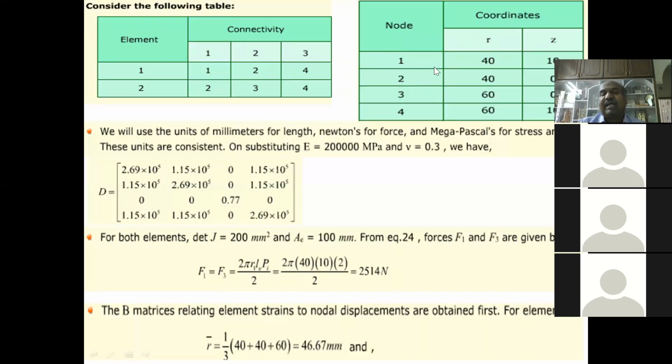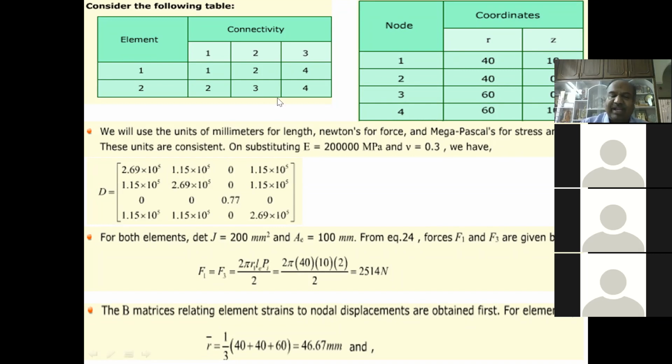Same way, the nodes are 1, 2, 3, 4, and the nodal coordinates are given. First, Young's modulus value is given, then Poisson's ratio. You can substitute Young's modulus and Poisson's ratio in your D matrix and find the D matrix. Then you can get the Jacobian. So J is r13, z13, and r23, z23. You can substitute there. You can find the Jacobian because the coordinates are known to you.